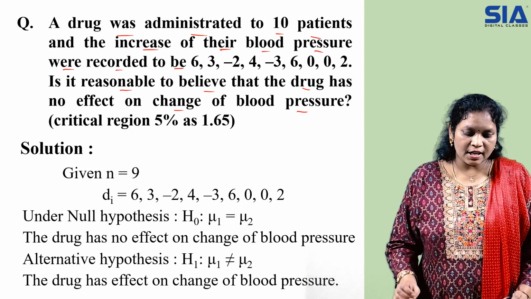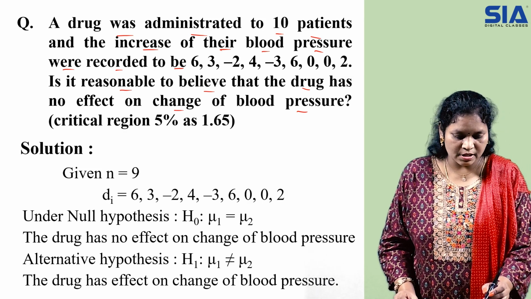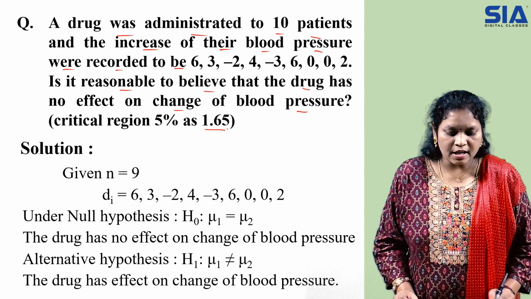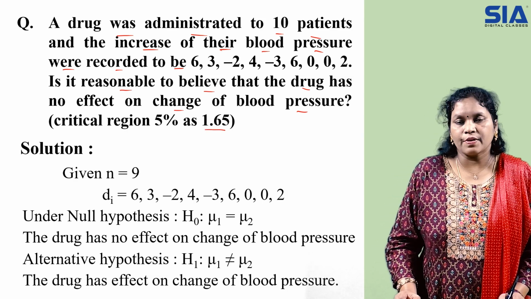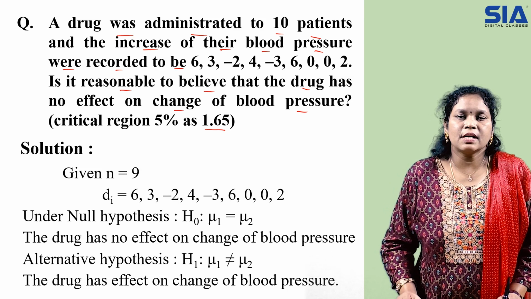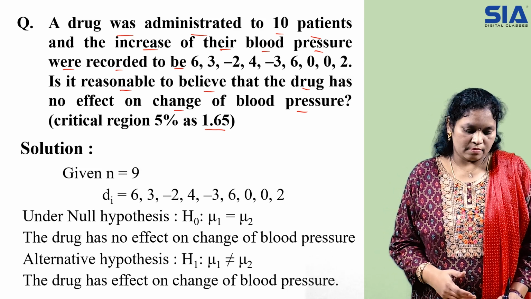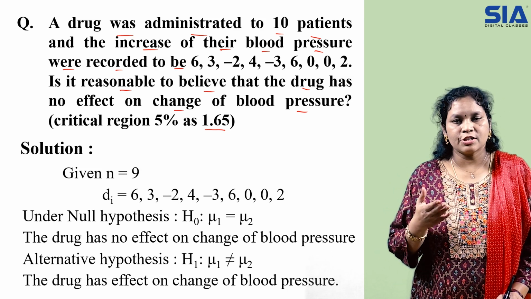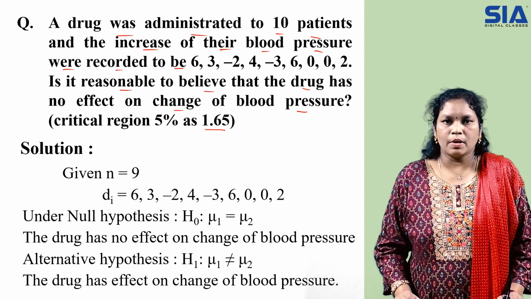And they have given critical region also for us, 5% LOS they have given. Critical value also for us at 1.65, table value also they have given for us. Now let us go for the t-test and let us obtain the null and alternative hypothesis, and let us check it out how the t-test formula goes on.